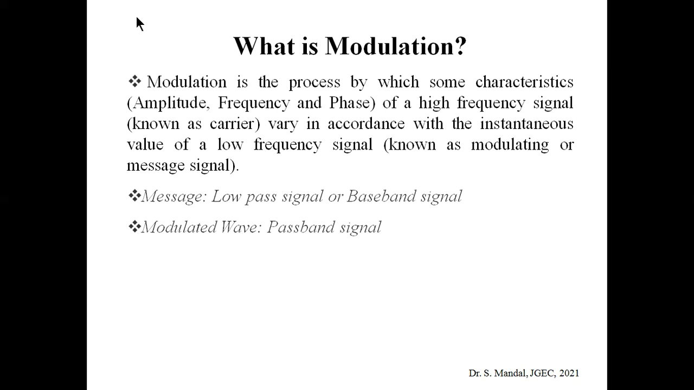In case of modulation, some property or characteristic of a high frequency signal, known as the carrier signal, is varied according to the amplitude of the message signal, or the instantaneous value of the message signal. So what are the characteristics or properties that are varied for the high frequency signal? Amplitude, phase and frequency can be varied. Okay, so this is the modulation.